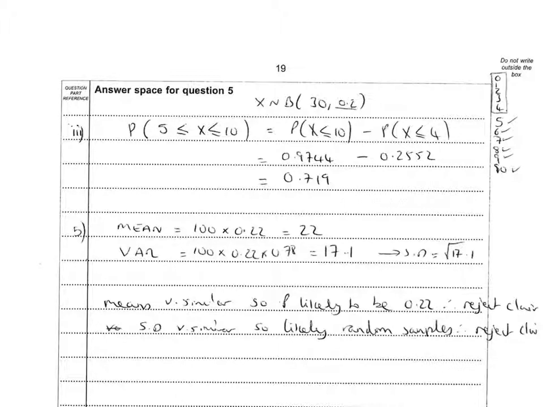To work out the mean and variance of a binomial distribution, use the formulas which are in your formula booklet. Be aware here they don't want the variance, they want the standard deviation, which is the square root of variance.